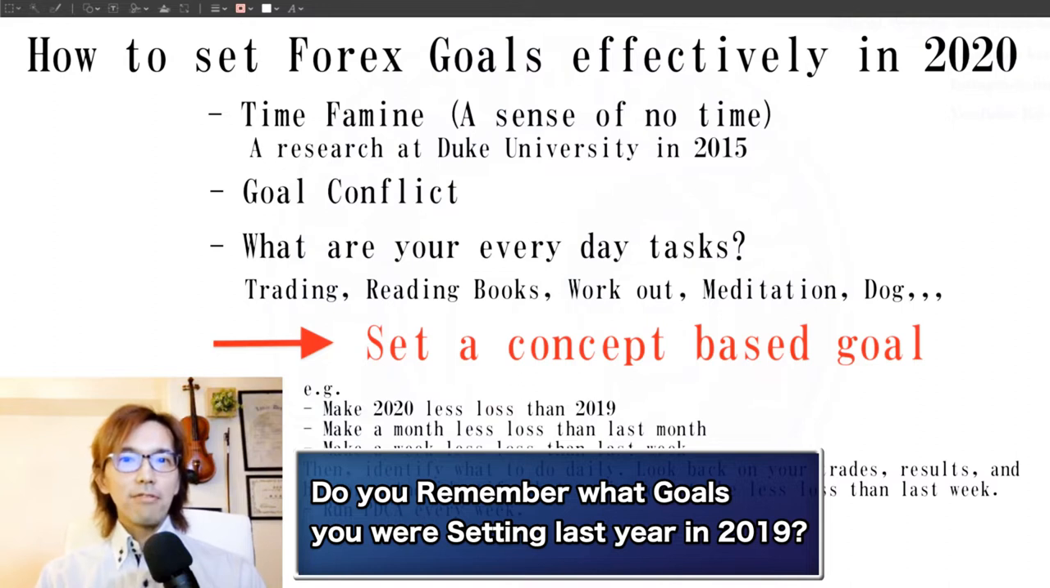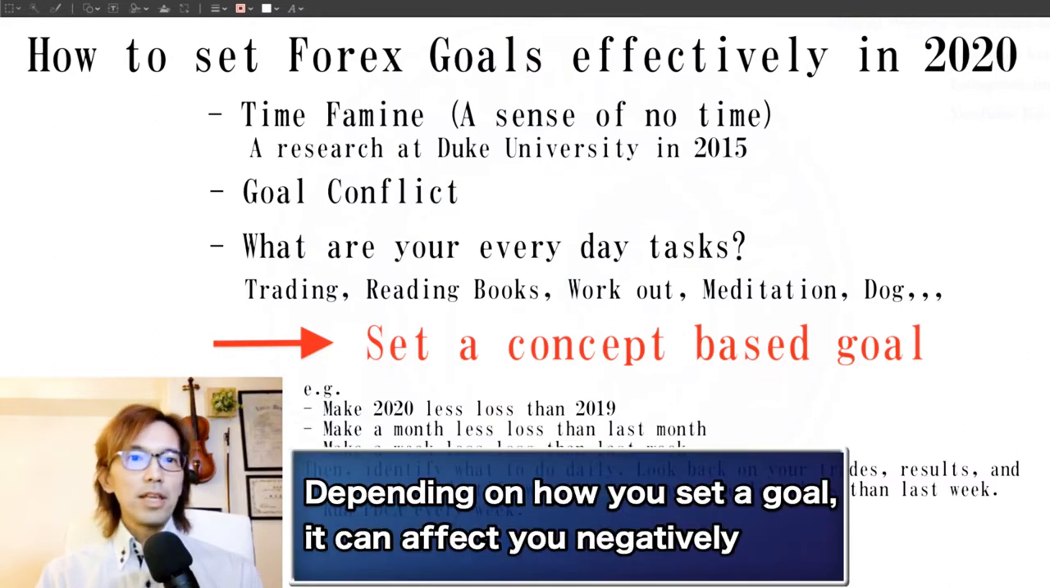In fact, regarding goal setting, depending on how you set the goal, it can be very negative to you. It will bring negative feelings to your emotions. And that's what I'm going to talk about today. Depending on how you set the goal, it can affect you negatively and positively, both ways. So that's why the way you set the goal is very important. And especially at this time of year, because everybody's trying to create a goal, but how you create it is very important. That's something I want to talk about today.